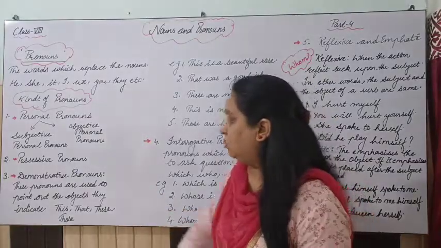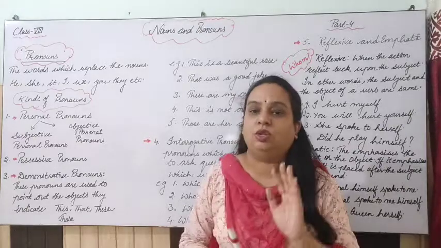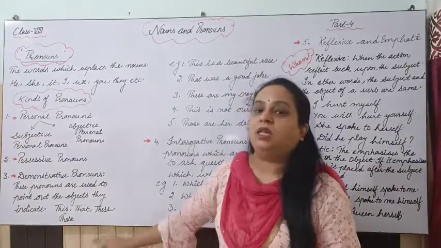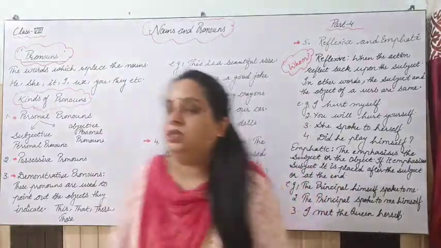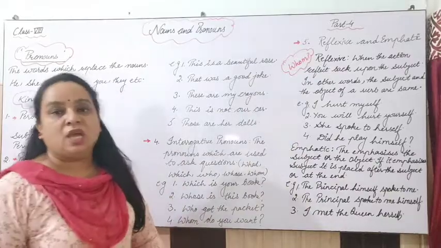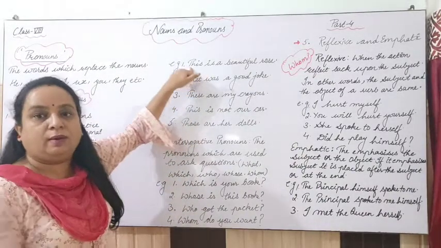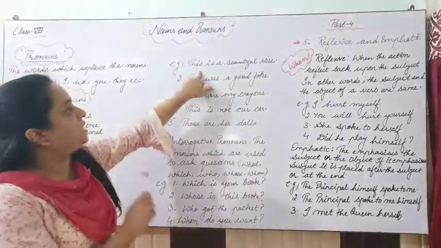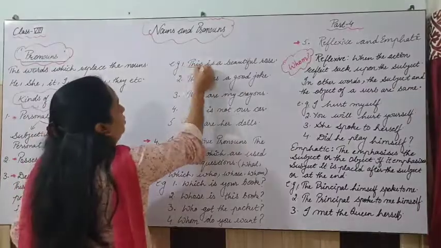So let's understand the words first. Learn the words: this, that, these, those. Only 4 words you have to keep in mind, that they are demonstrative pronouns, right? Now let's see with the help of examples. This is a beautiful rose. This is a beautiful rose. Here, when we are talking about demonstrative pronouns, this is working as a pronoun.